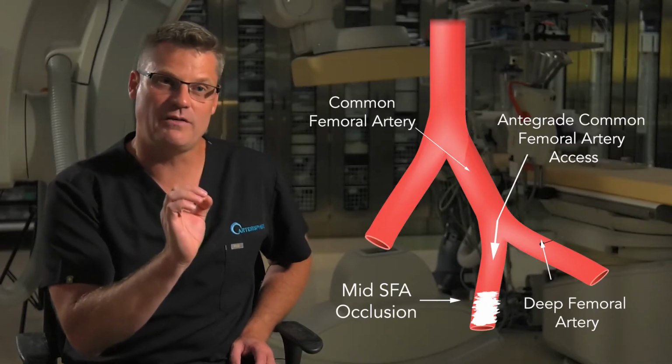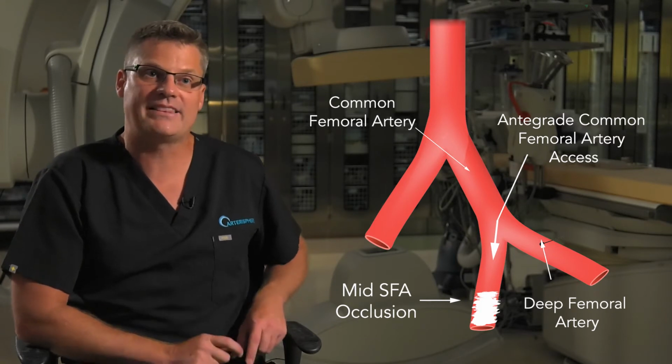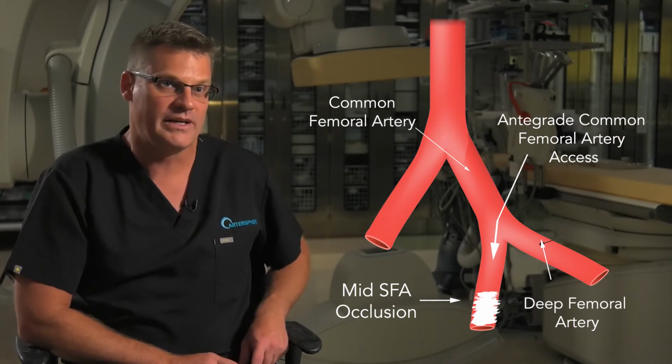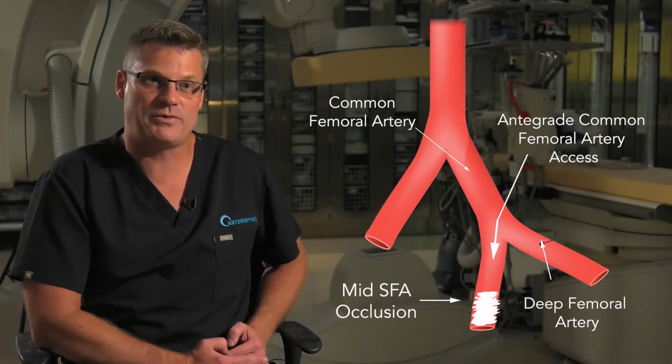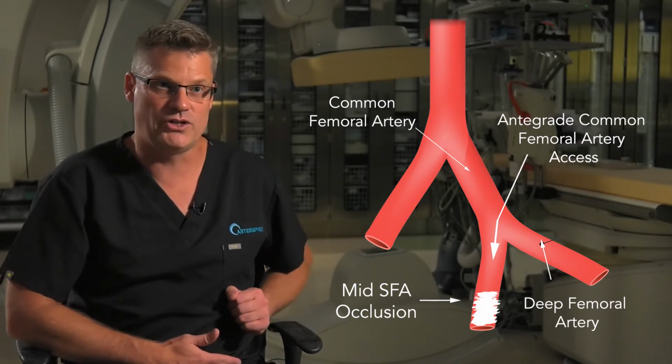To come from a contralateral femoral antegrade approach, you need enough room at the level of the superficial femoral artery. So you need at least a neck on that superficial femoral artery to place the sheath. Again, if it's a flush occlusion, much like the iliacs, which we discussed a minute ago, then we need to come from a retrograde approach.